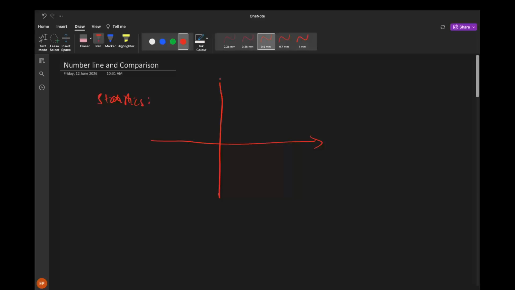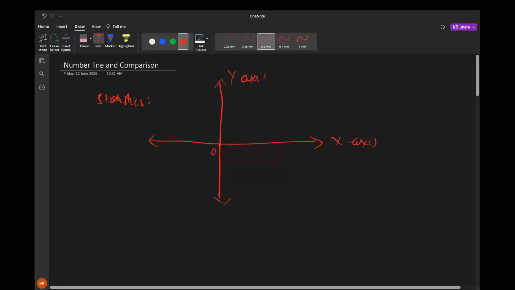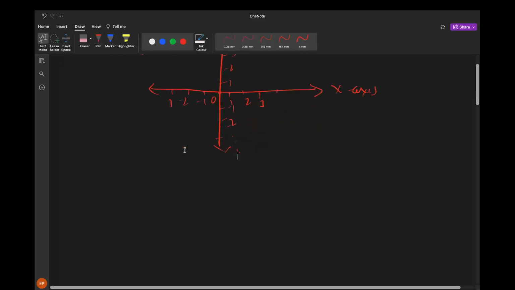For example, this is a graph where we call this the x-axis and this is the y-axis. So usually we number this as 0, 1, 2, 3, and so on. On the left side, -1, -2, -3. And here also 1, 2, 3. Here -1, -2, and so on. This is the real application of number line.